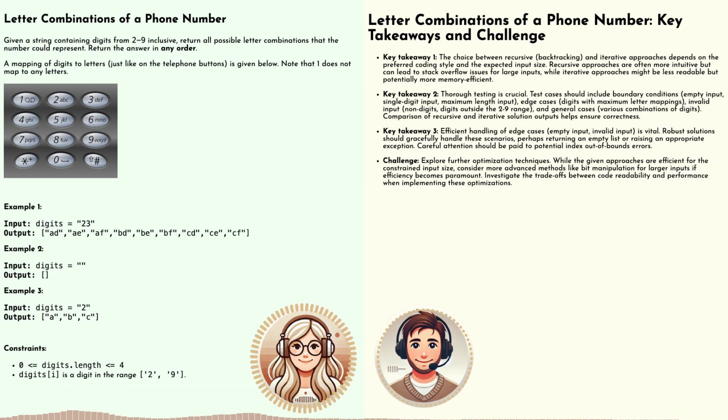Now, before we sign off, I'd love to leave our listeners with a little challenge. Remember that constraint we talked about, the 4-digit limit? What if we remove that constraint? Oh, that's interesting. Things would definitely get more complex. We couldn't rely on brute force anymore, right? Exactly. It would be like navigating a maze with infinite paths. We would need to think about more efficient algorithms and data structures to handle larger inputs. That's a great challenge for our listeners to ponder.